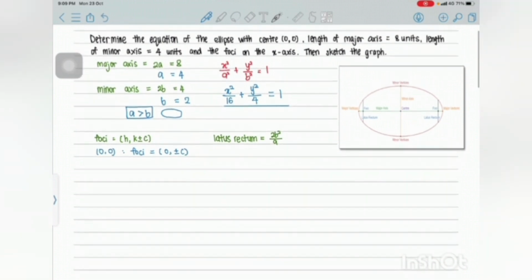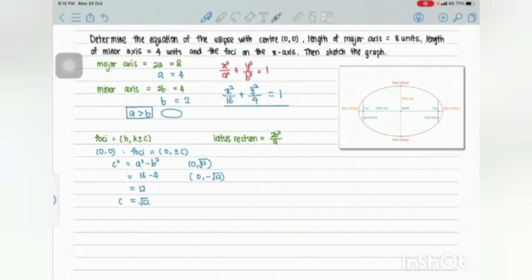So now we find the foci. We find the foci using (h plus or minus c, k). Because in this question the center is (0, 0), we can write it as (plus or minus c, 0). So how do we find c? We can use c squared equals a squared minus b squared. So it's 16 minus 4, which is 12. c is the square root of 12. So the foci are (square root of 12, 0) and (negative square root of 12, 0).